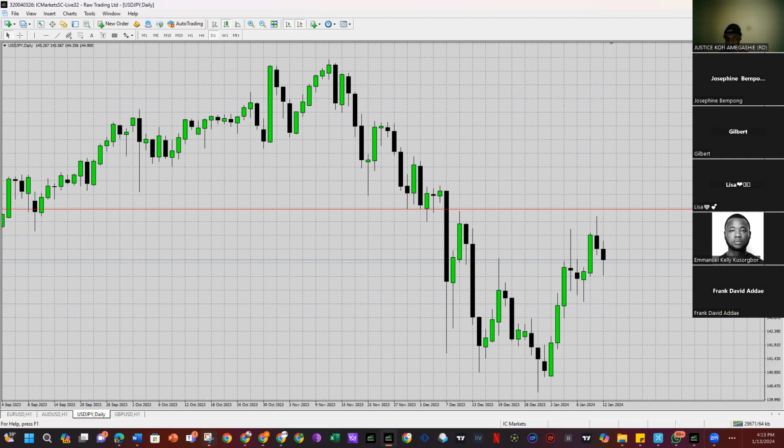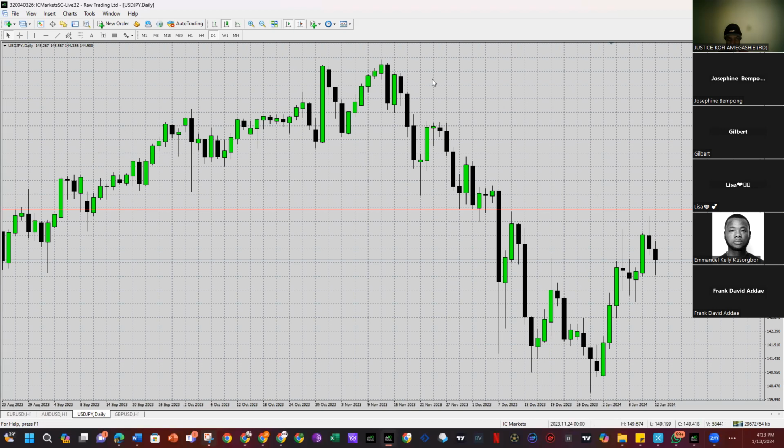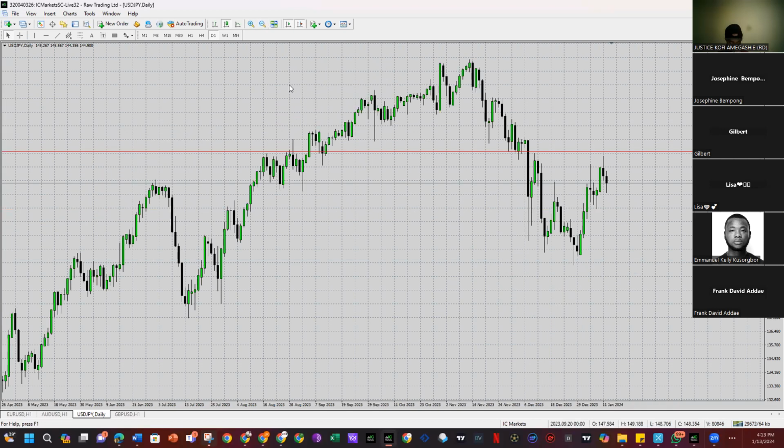So now we are here on the daily. Yes, on the daily, we've also learned about how markets trend. Then we said when there is a lower low, there will be a lower high, then lower low, then lower high, sell, lower low, lower high, sell, and so on, lower low, then lower high.